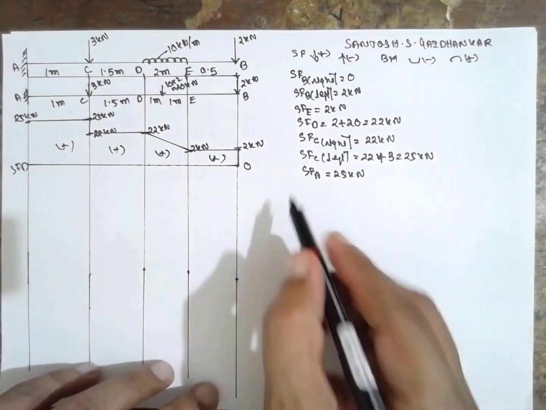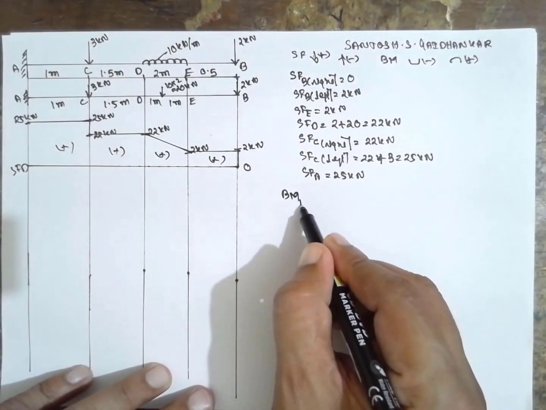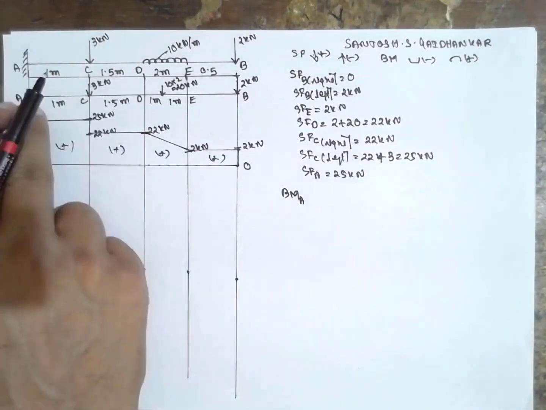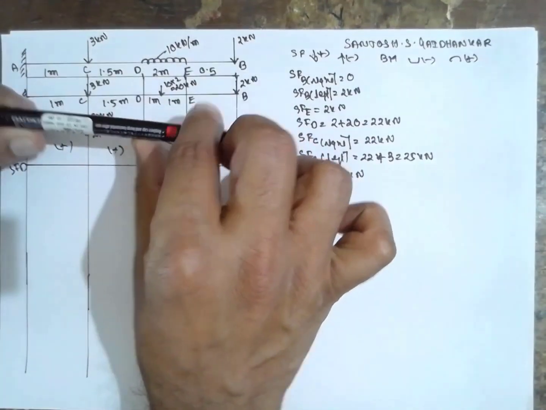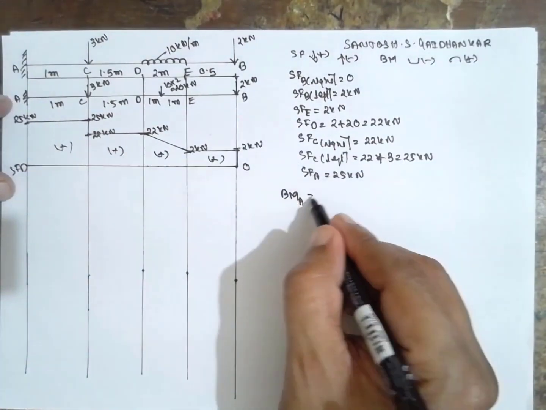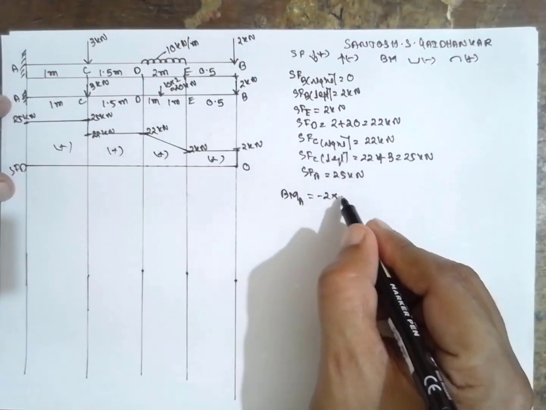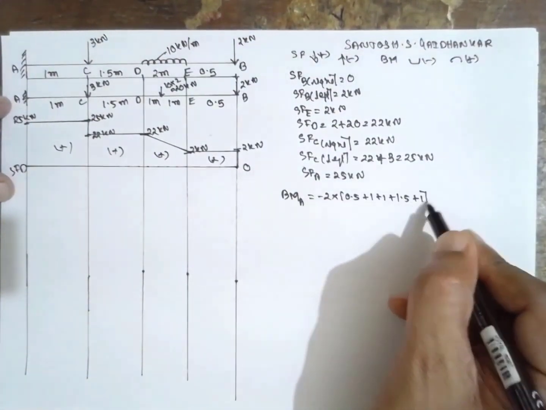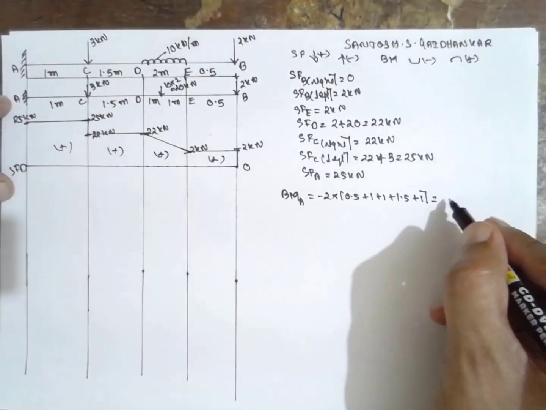I will go for bending moment from the left side. Bending moment at A. I will prefer this diagram. Now the 2 kilonewton load is sagging, it is hogging now, in this way it will bend. Force into perpendicular distance. It is minus 2 into the complete distance, that is 0.5 plus 1 plus 1 plus 1.5 plus 1. Answer is minus 80. Sorry.